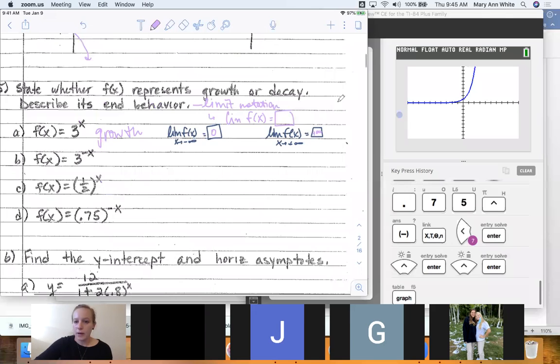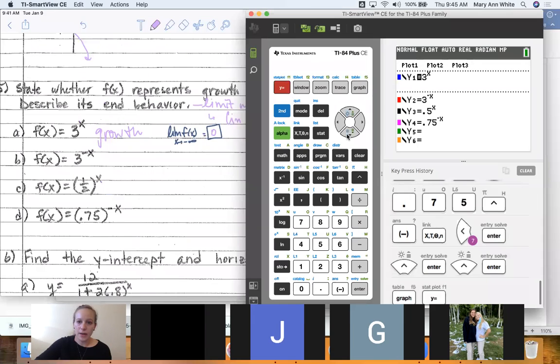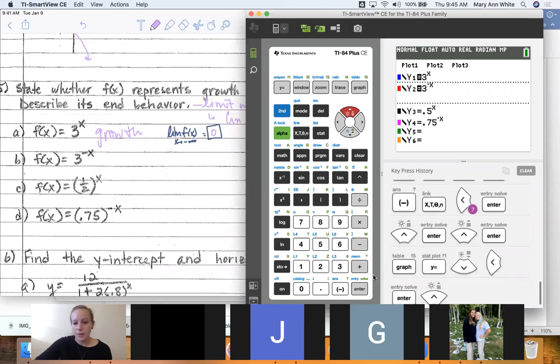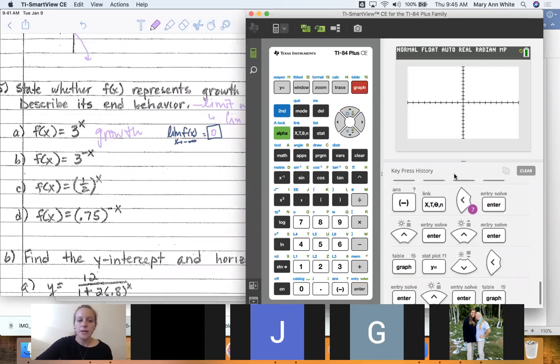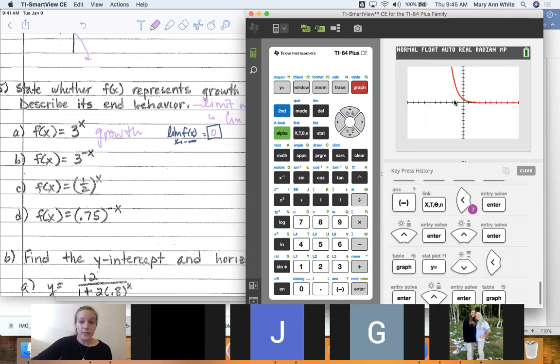So now I'm going to go back over here. I'm going to do my y equals, and I'm going to put it in for my second one. I want to graph my second one. Again, you can graph these all individually. I'm just trying to do what's most time efficient. So now I just pressed on for the 3 raised to the negative x.